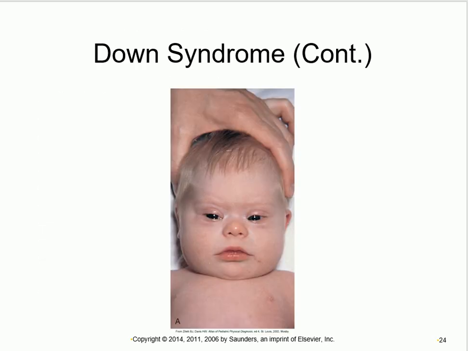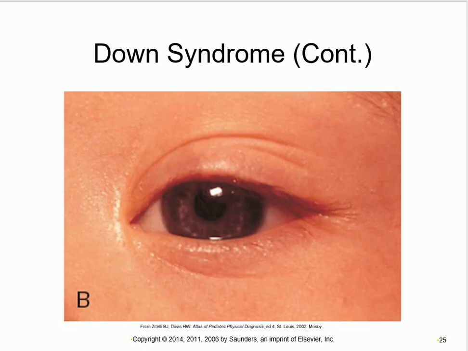Look at this picture. Round face, flat facial expressions, small eyes. If you open his mouth, you see the tongue is big and protruding out. Small eyes.